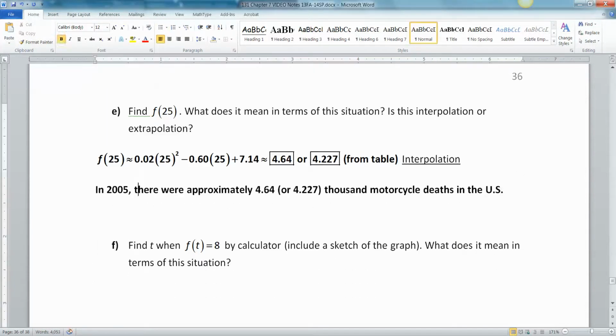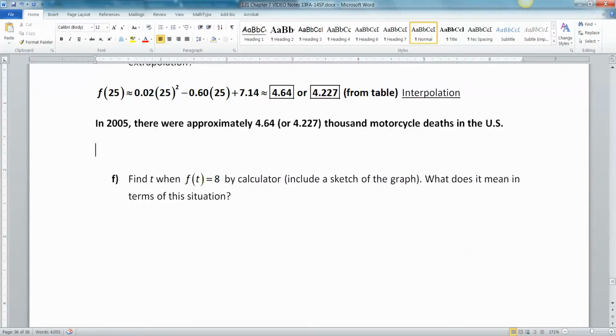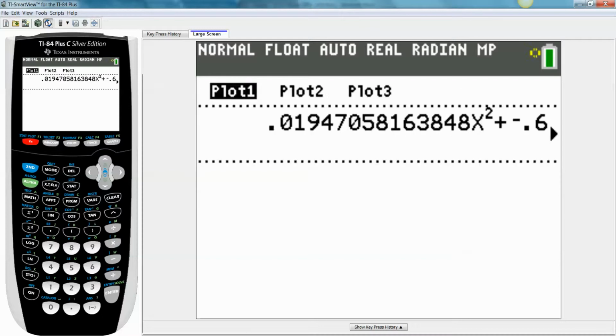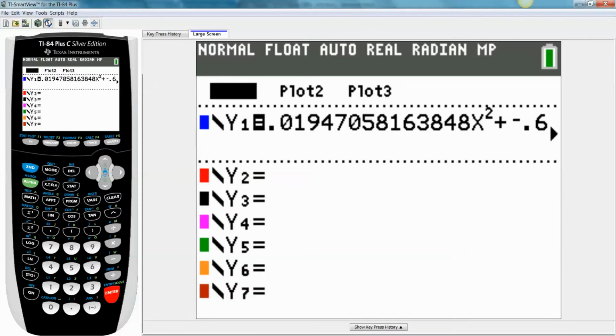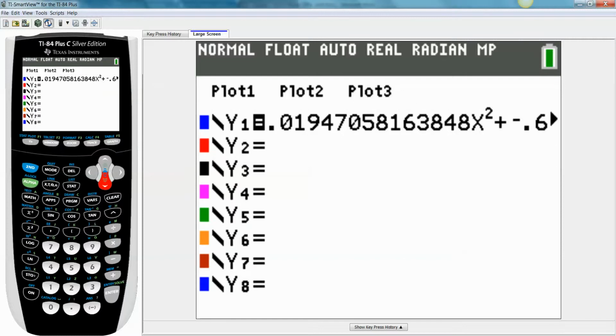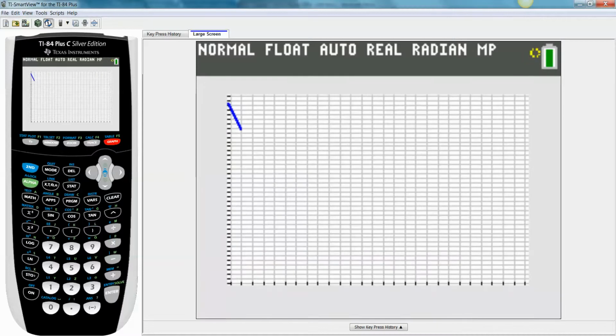All right, next, find t when f of t equals 8 by calculator. What does that mean? All right, so let's go to y equals. And I don't need the scatter plot anymore, so I'm going to turn it off. So I've got that off. I'm going to go down here and I want to type 8 because I want to know when f of t, when this function is equal to 8. Let's press graph and see what it does.